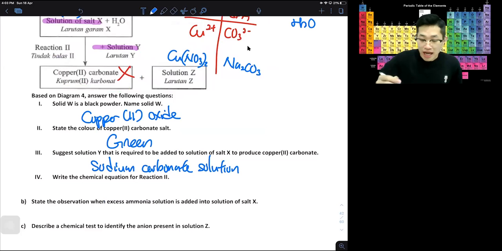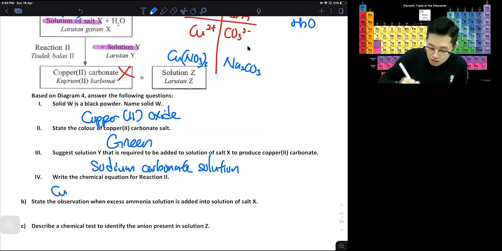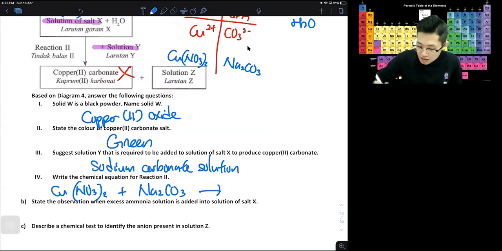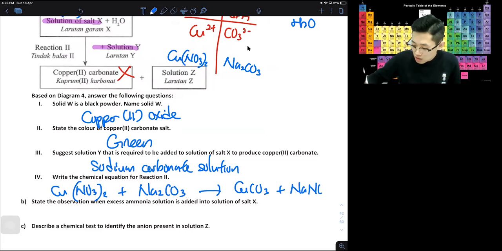Chemical equation for reaction 2. So my reaction 2 will be Cu(NO3)2 plus Na2CO3, giving me CuCO3 plus NaNO3. To balance the equation, 2 NaNO3.